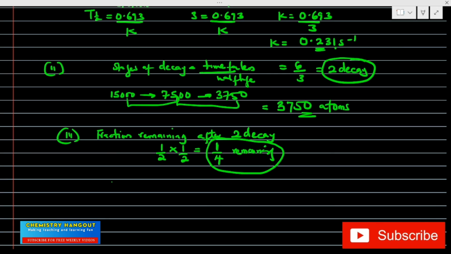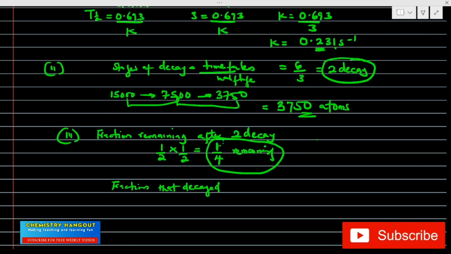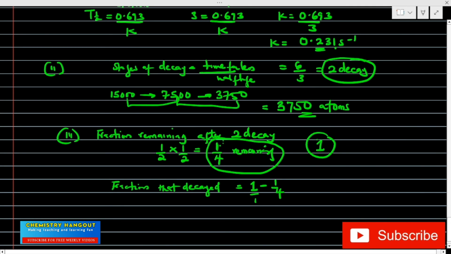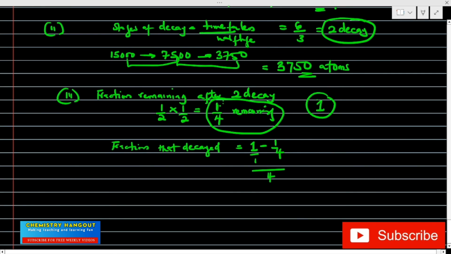So to get the fraction that decayed, okay? I said that this is the fraction that is remaining. So the fraction we started with is 1, right? So the fraction that decayed will now be 1 minus the fraction that is remaining, 1/4, over 1. So let's do the math now. This will be 4, right? So this will be 4 minus 1. That will be 3. Very simple.